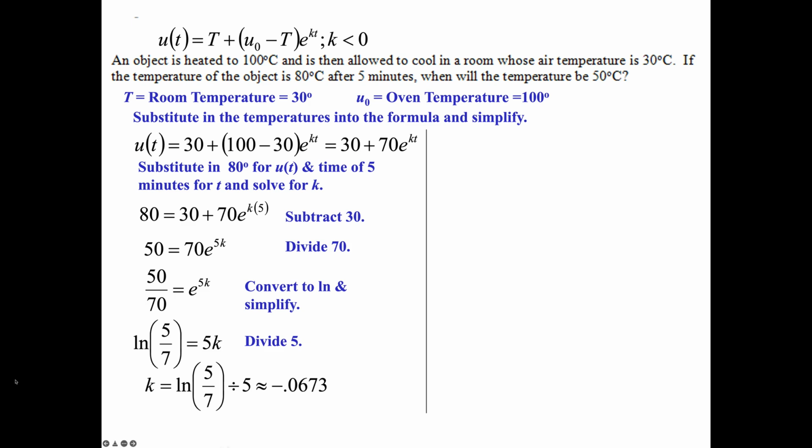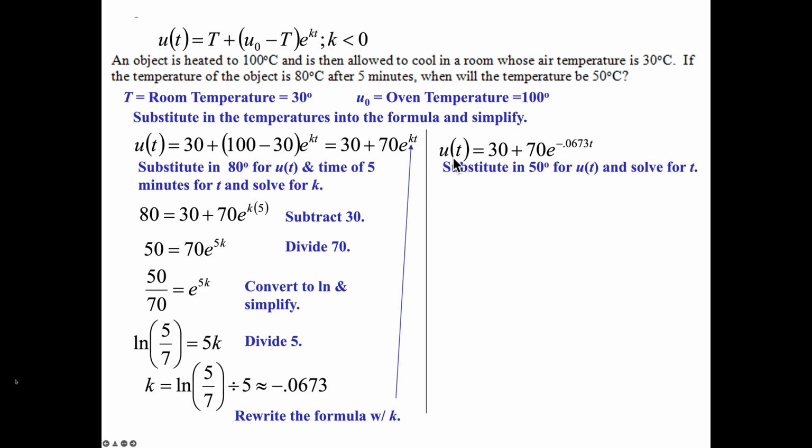So we found k. Let's take it and plug it into our formula right there. Now we can answer the last part. When will the temperature be 50 degrees Celsius? So 50 degrees Celsius, that's going to go in for u of t. And now we solve for t. And folks, it's the exact same steps, except at the bottom we don't divide by 5. You now divide by this rate that you found for k.